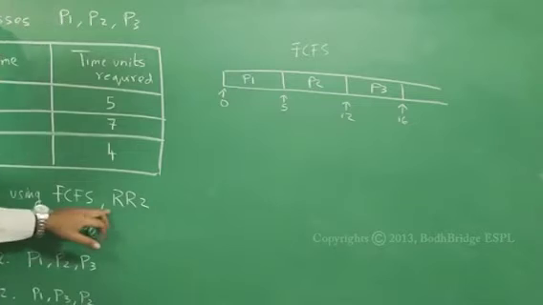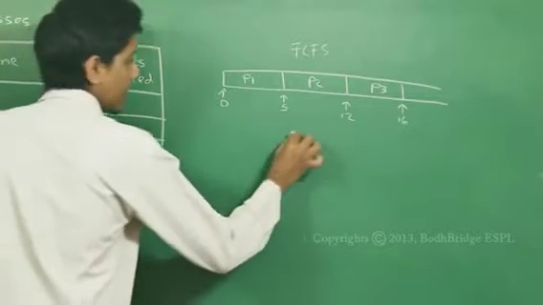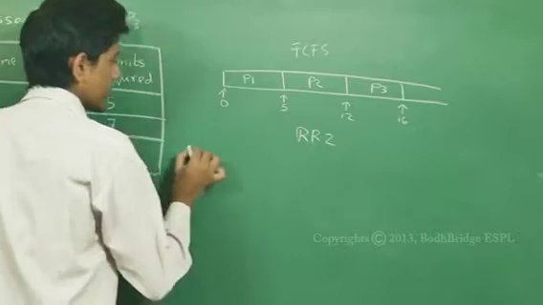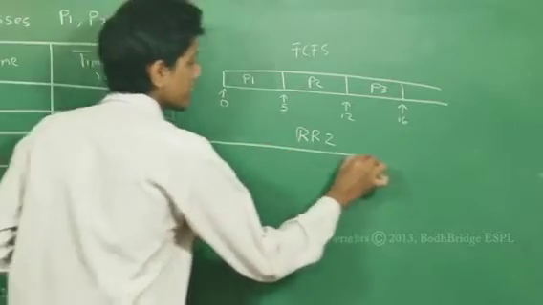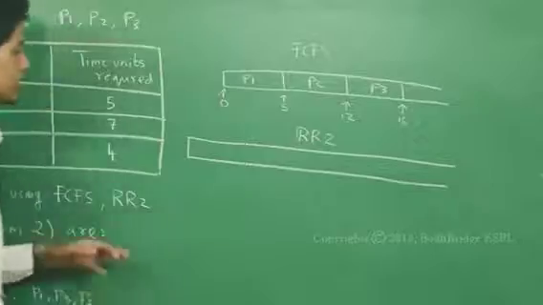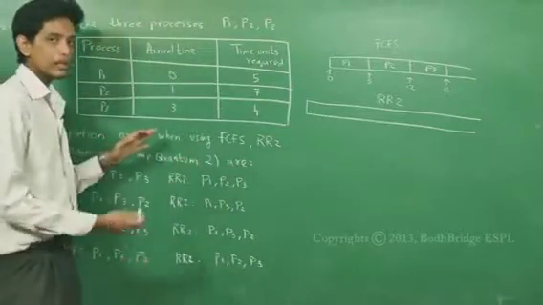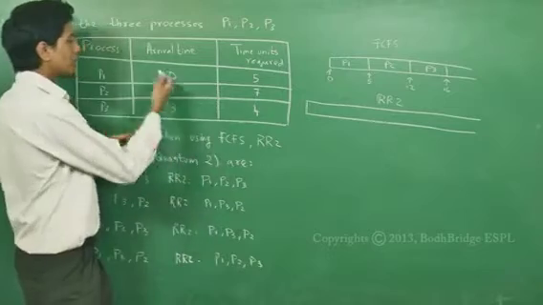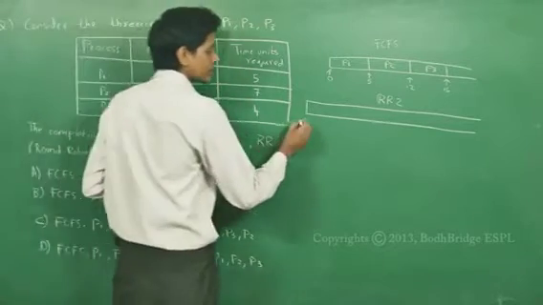So FCFS order is P1, P2, P3. Now let us see the round robin scheduling. In RR2, the time quantum is 2 time units. So we'll again draw a Gantt chart and check the order of completion. Let us also maintain a queue, since that will simplify the process of solving this. At time 0 only P1 is there, so P1 gets the execution.